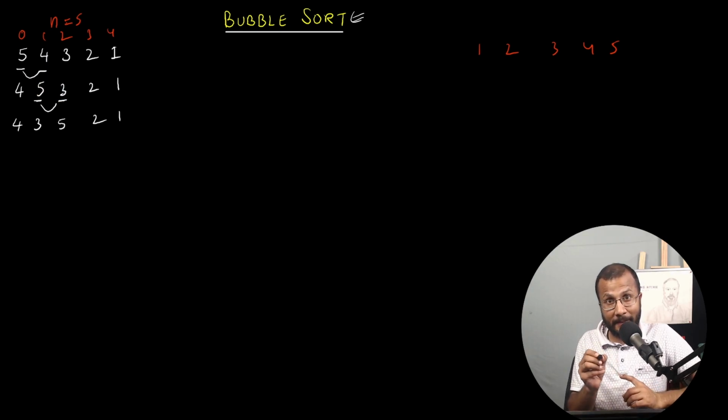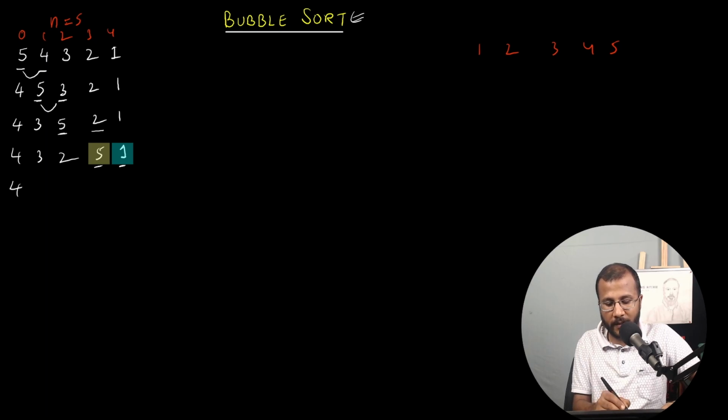Now I'll repeat the same process. I'll compare the element at index 2 and the element at index 3. So I compare 5 and 2. Swapping is required because 5 is more than 2. So now I'll swap the positions of 5 and 2. This becomes 4, 3, 2, 5 and 1. Now finally, I'll have to compare 5 and 1. I see 5 is more than 1, so I need to do a swap there. So the answer becomes 4, 3, 2, 1, 5.